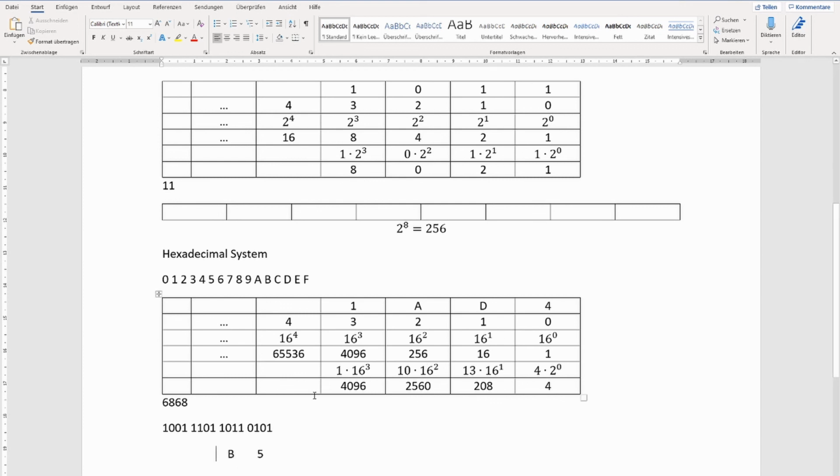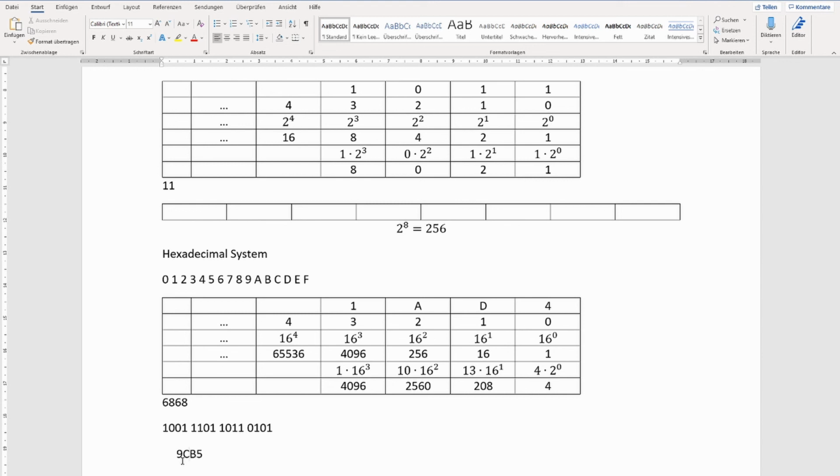What do we have here? 1 and 4 is 5, and 8 is 13. So we have a C here. And what is this? 8 and 1 is 9. So that's the hexadecimal representation, 9CB5. And now you can easily write it down. No issue. Much less letters.